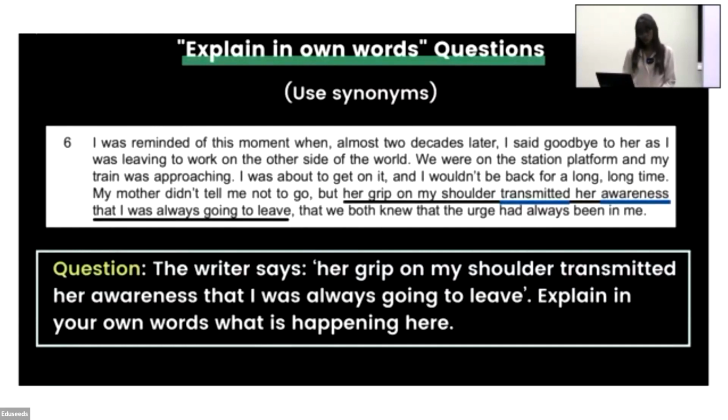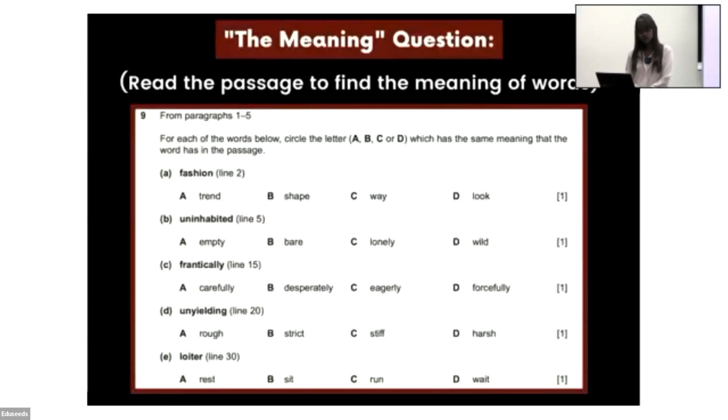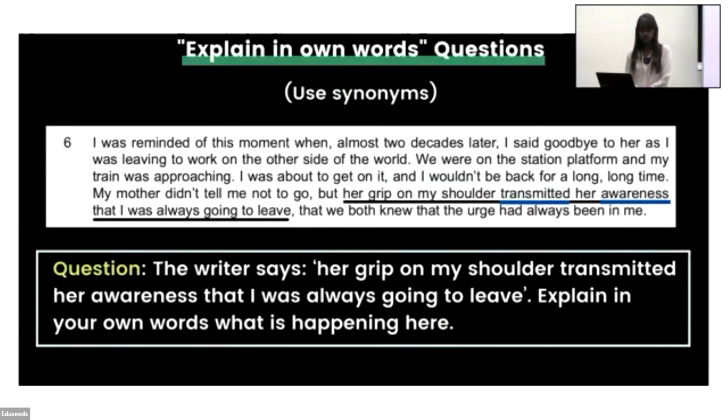So how do you answer this? First, you need to find keywords. For example, transmitted means transfer. Awareness means realization. So how do you explain in context? The grip on her shoulder showed that her daughter will leave one day. So the word transmitted is the key word there. You need to explain in your own words. Understand what they are asking you for, and you have to explain the whole situation. What does it show when she was gripping her?